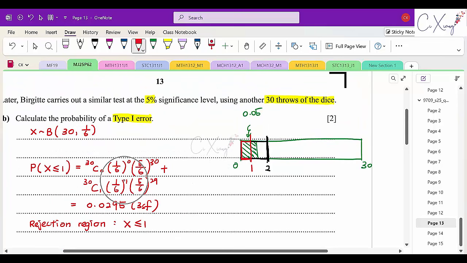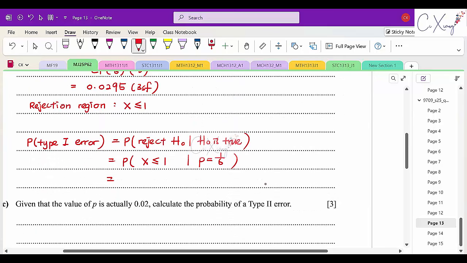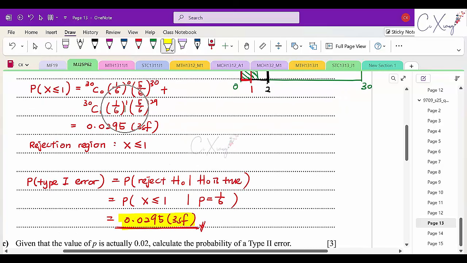if you have a look here, the step is basically exactly the same as what I have here. Therefore, your type 1 error is basically 0.0295. You don't need to calculate the step anymore because you have already calculated it just now when you figured out the rejection region. So you can directly copy in the answer because the step for this particular part is exactly the same as what I did just now. Our type 1 error is 0.0295.